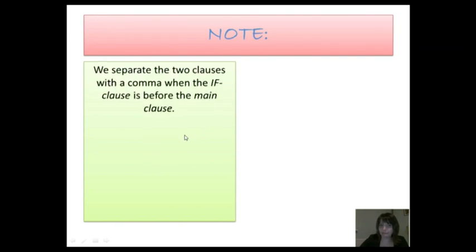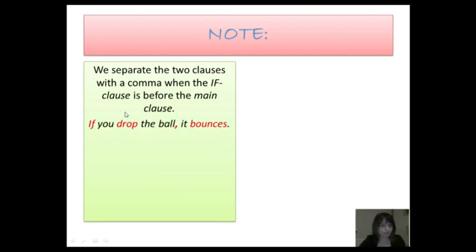Now, what is important to say again? It is important to say that we can separate the two clauses with a comma when the if clause is before the main clause. Šta sada ovo znači, deco? Ovo znači da kada pišemo ove rečenice, mi treba da ih odvojimo zarezom, ali samo pod jednim uslovom, a uslov je da if deo stoji na početku.